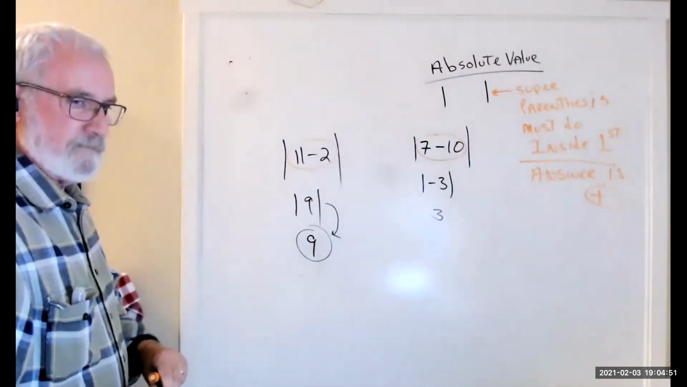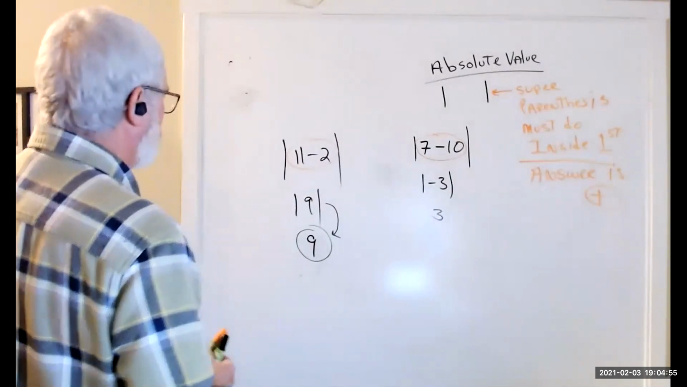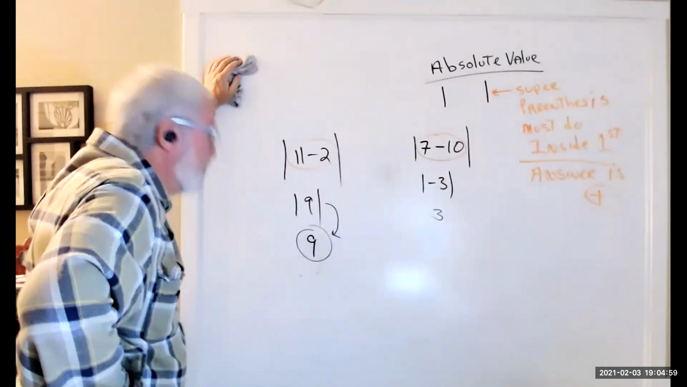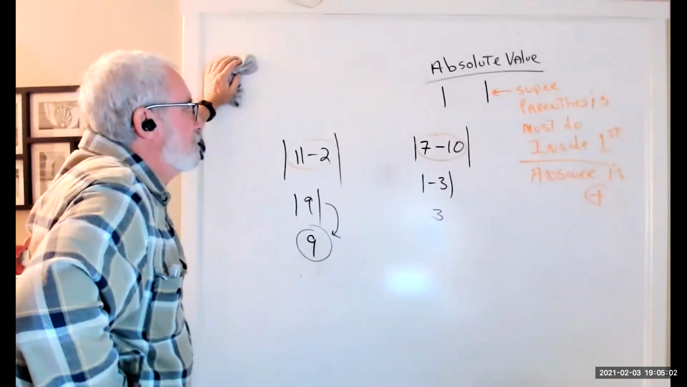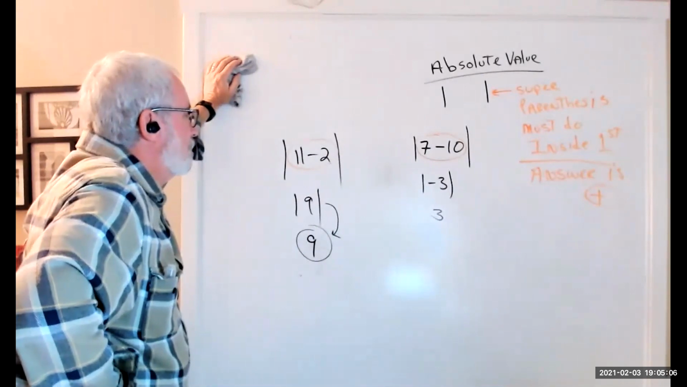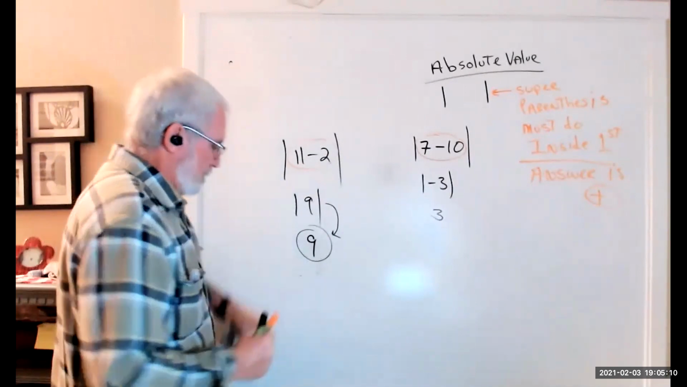I have a question. Okay, sure, shoot. Why did 7 minus 10 become negative 3, and then 11 minus 2 became a positive 9? Well, because, okay, sorry.